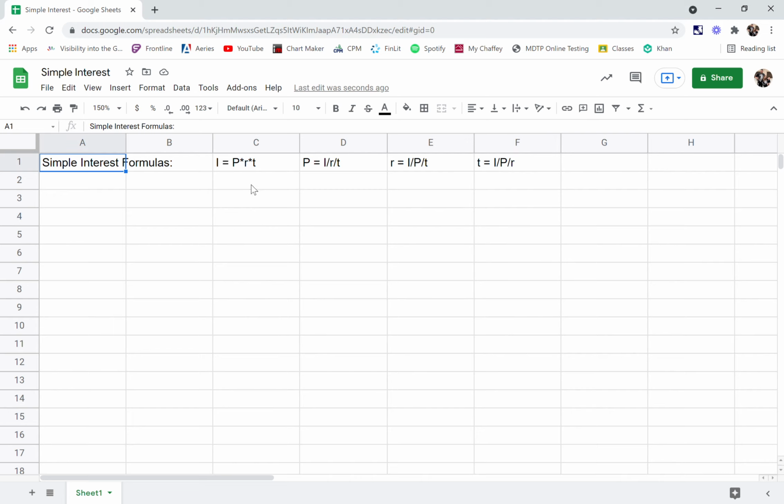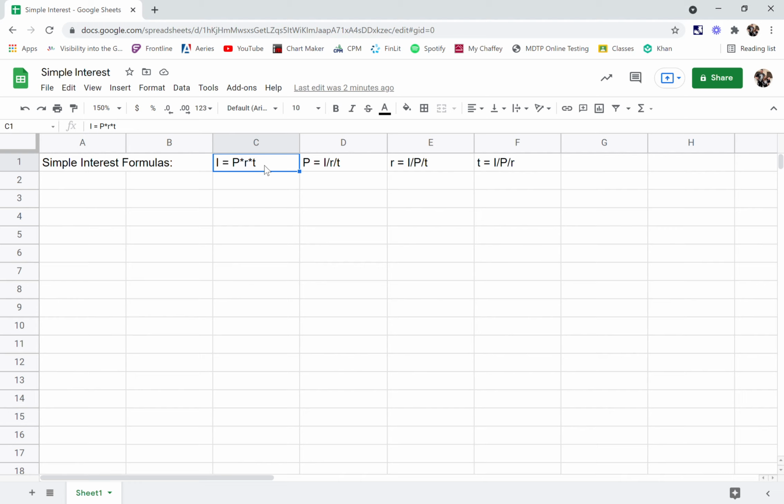There is a simple interest formula, which is typically given as interest equals the principal times the rate times the time. But the formula can be rearranged to find other things. When we are calculating simple interest, it's always going to deal with interest, principal, interest rate, and the amount of time it's left in the account.